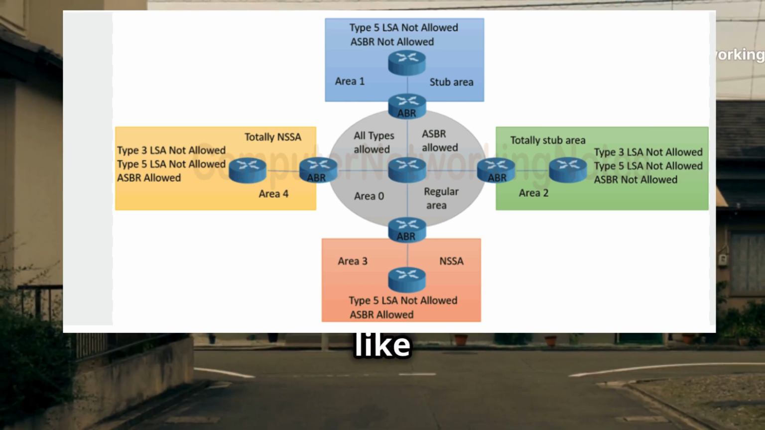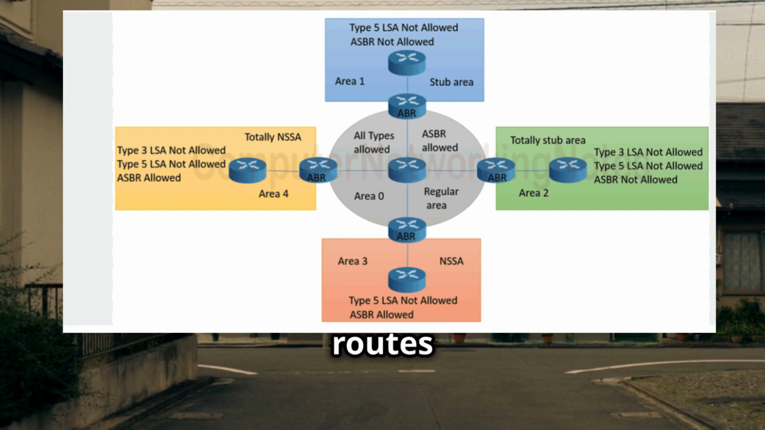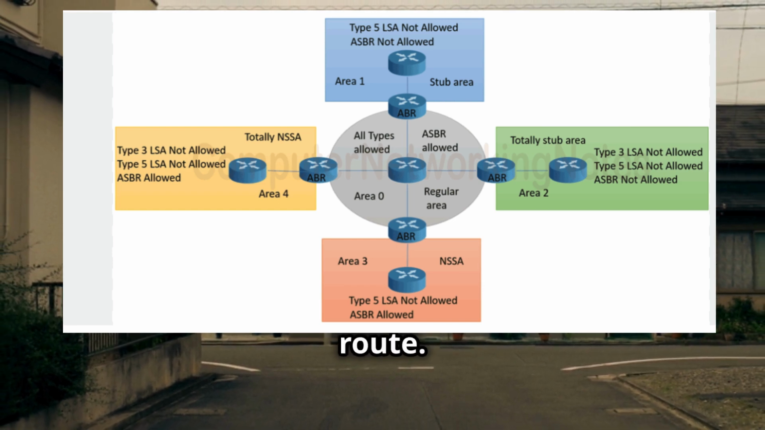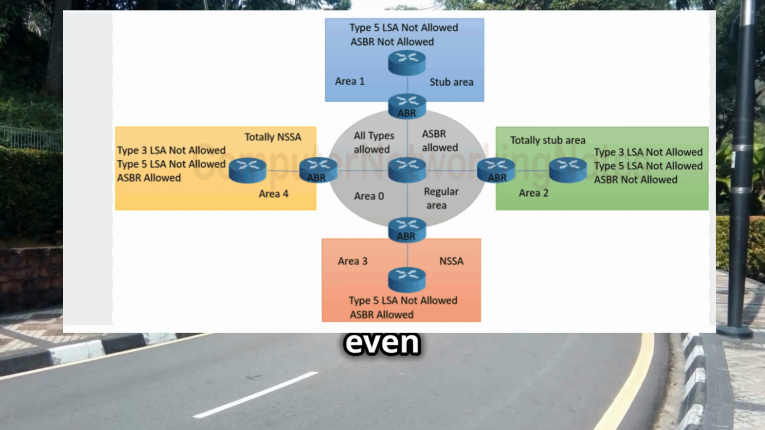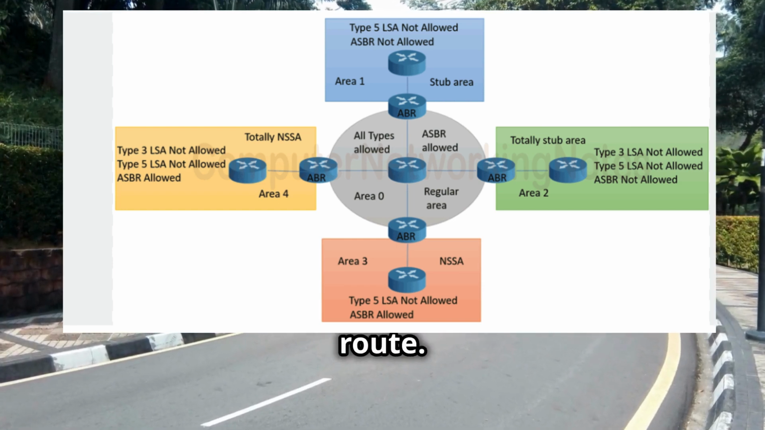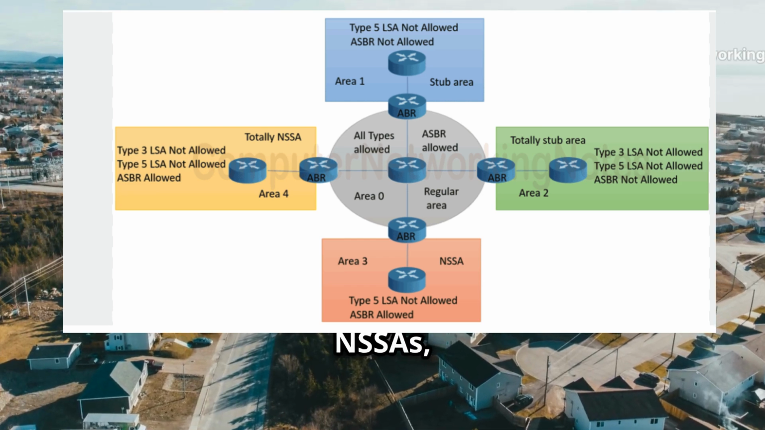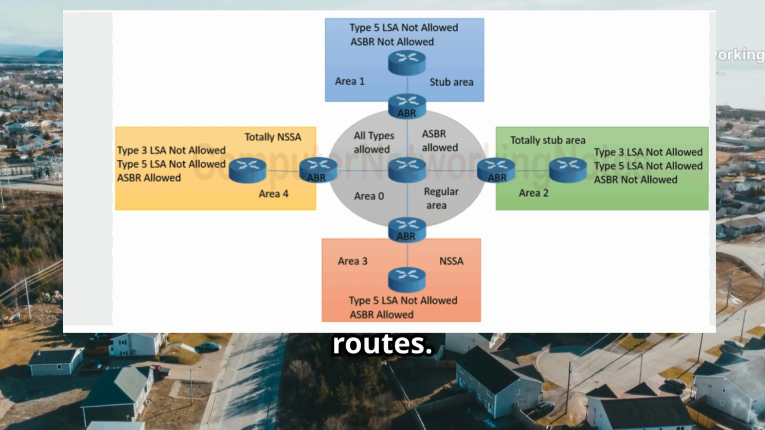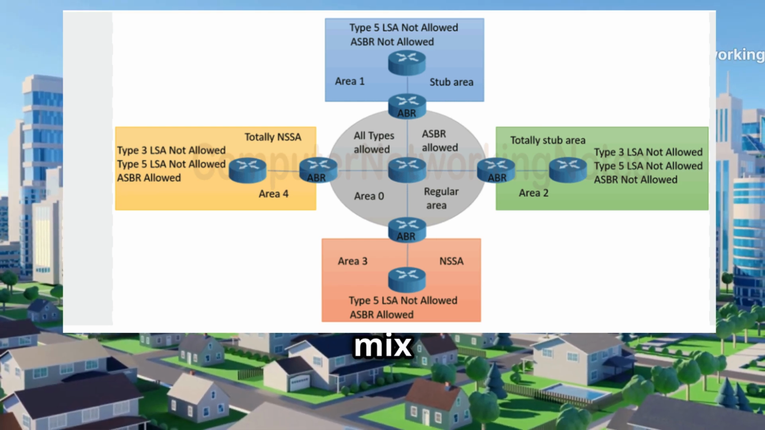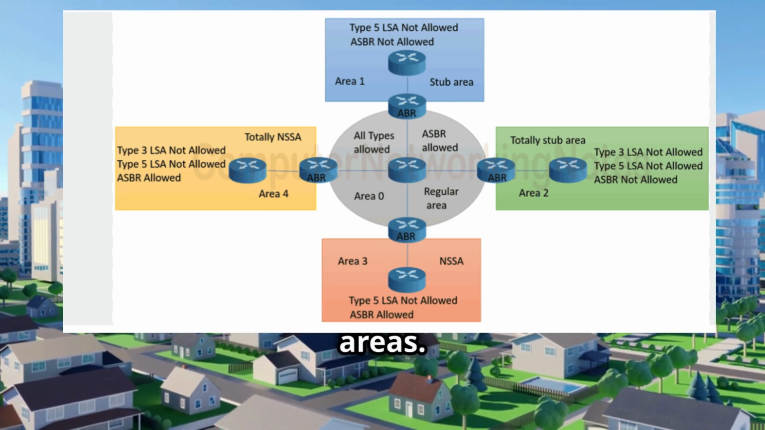Stub areas are like quiet neighborhoods. They only keep routes within their area and a default route. Totally stubby areas are even simpler with just one default route. Not so stubby areas, or NSSAs, allow some outside routes. Totally NSSAs are a mix of NSSAs and totally stubby areas.